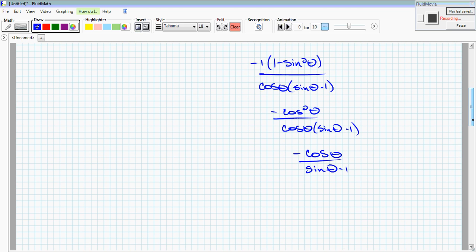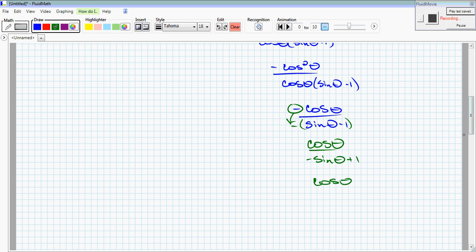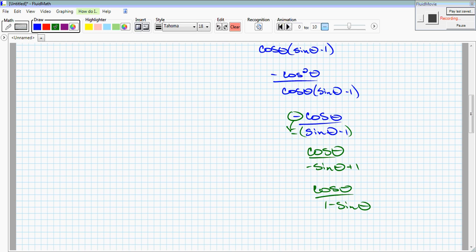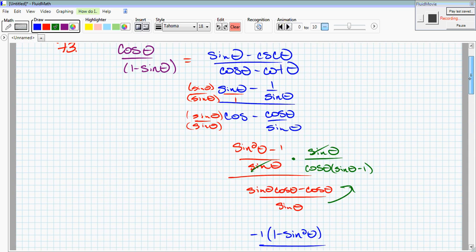Now, this negative, okay, have to take a look right here. This is just multiplying by a negative 1. You can multiply the numerator or the denominator by that negative. So if we put that negative down here, what this becomes is positive cosine theta over a negative sine theta plus 1, or cosine theta over 1 minus sine theta. So we didn't have to manipulate both sides. We just manipulated the right, and we made it look like the left.